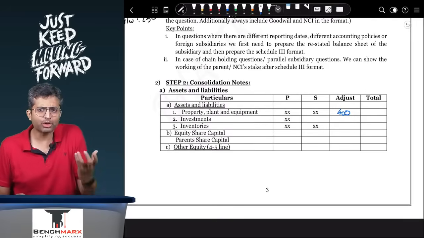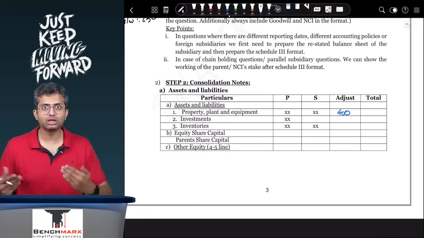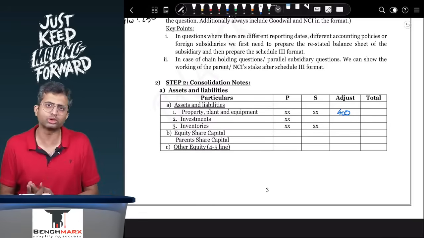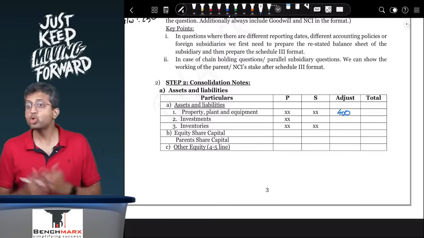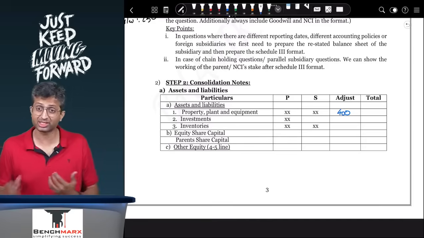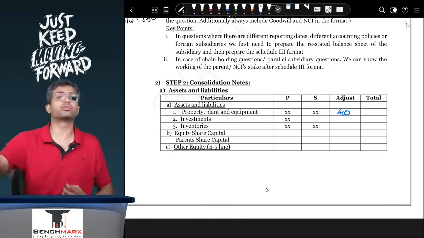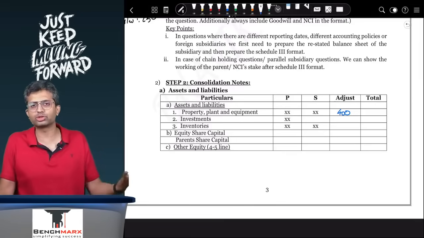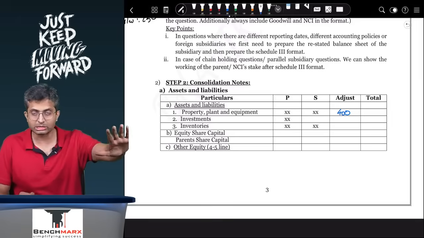Well, this land belongs to the owners, and the increase in the value of the land benefits the owners, so the credit has to go to the owners of the subsidiary. Who are the owners of the subsidiary? The controlling as well as the non-controlling shareholders. They are the owners of the subsidiary, and hence the profits for them are sitting inside the reserves. Which reserves? Well, you can call this revaluation reserve, fair value reserve, or any reserve.